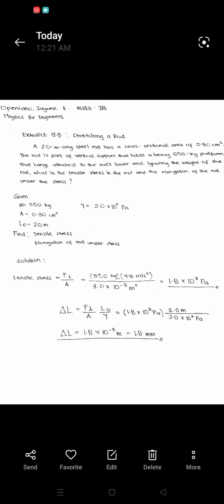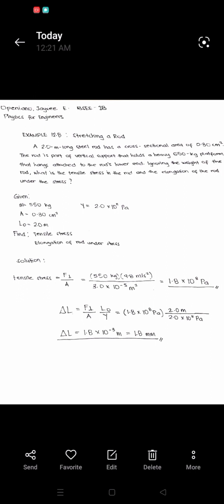Example 12.8 Stretching a rod. So based on the given problem, our given are the mass of the platform, which is 550 kilogram, the cross-sectional area with 0.30 cm squared, the original length, which is 2.0 meter, and the young modulus of steel, which is equals to 2.0 times 10 raised to 11 Pascal. So what we are trying to find here is the tensile stress and the elongation of rod under stress.